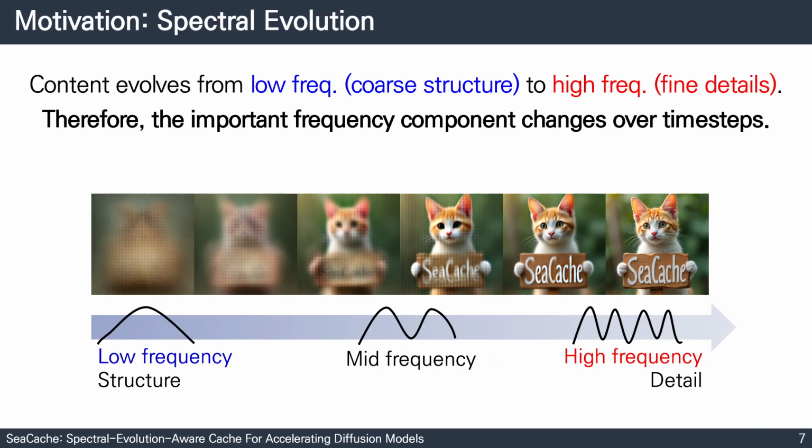Our motivation comes from the spectral evolution of diffusion generation. During denoising, content evolves from low frequency structure to high frequency details. Therefore, the important frequency range changes over time steps. This suggests that feature distance should focus on the components that actually reflect meaningful content evolution at each time step.